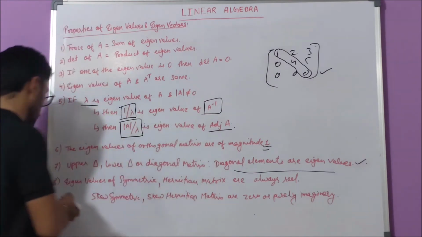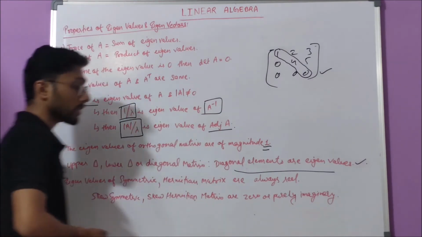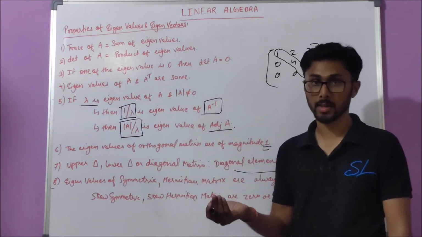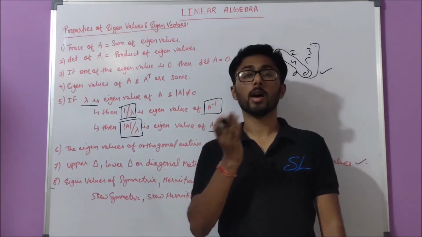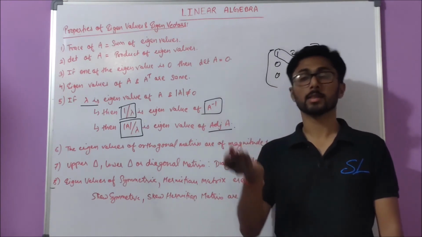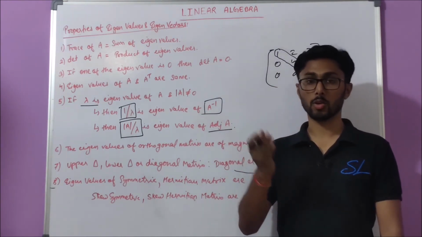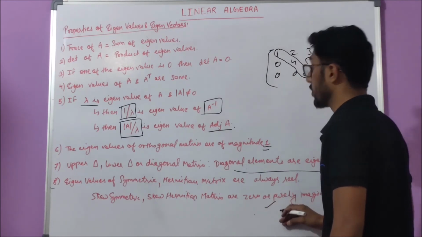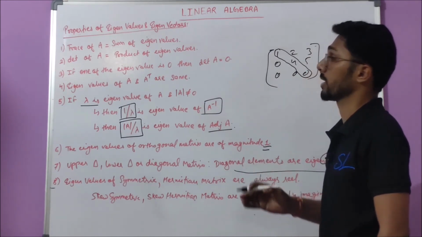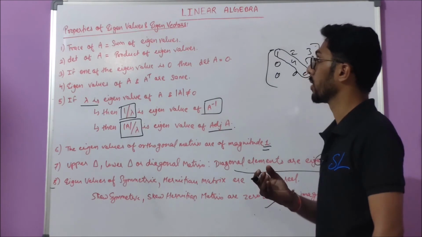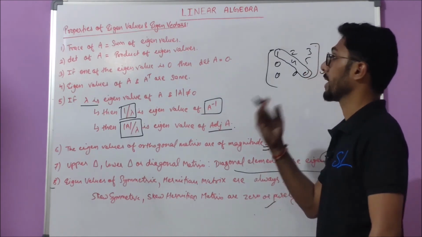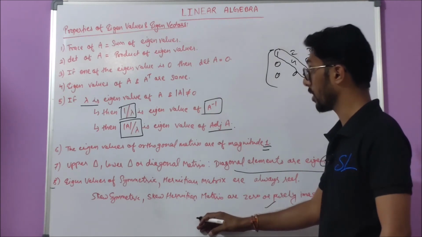Now the next point is: eigenvalues of a symmetric or Hermitian matrix are always real, and the next point is: eigenvalues of a skew-symmetric or skew-Hermitian matrix are 0 or purely imaginary. So these are some important points which you should remember, which can help you in exams like GATE, NET, or any competitive exam related to computer science or any stream of engineering.